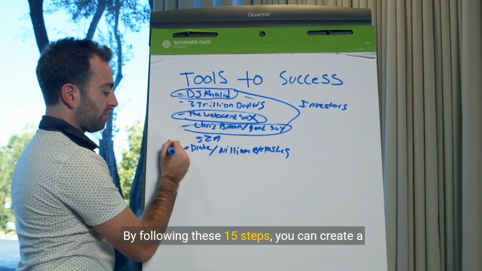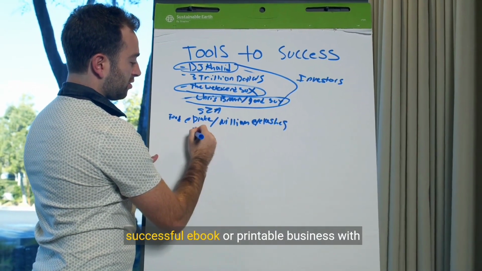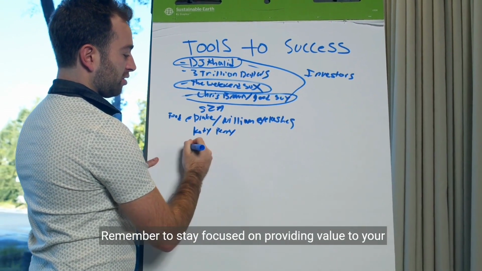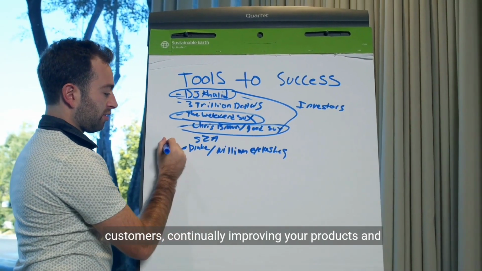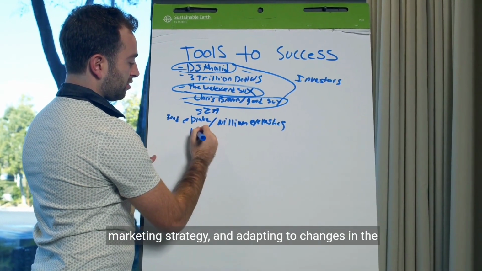By following these 15 steps, you can create a successful ebook or printable business with passive income potential. Remember to stay focused on providing value to your customers, continually improving your products and marketing strategy, and adapting to changes in the market.